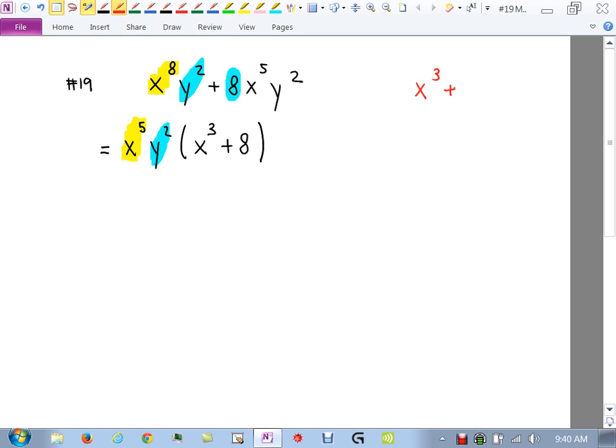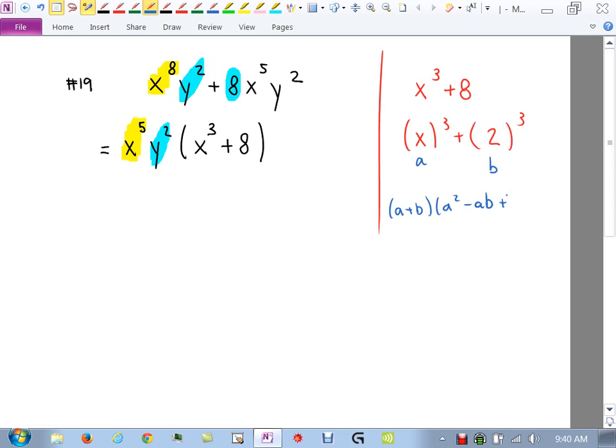That's a sum of cubes, right? I'm doing this on the side. That's something cubed plus something cubed. And x cubed comes from x being cubed. 8 comes from 2 being cubed. So in our formula, x is a, and 2 is our b. And the formula says it's a plus b times a squared minus ab plus b squared, like that, right? So that's what that'll become over there.